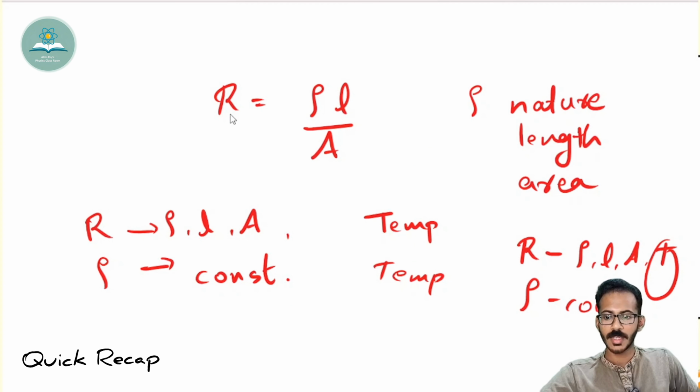Now coming to resistance. Resistance R is equal to rho L by A. Here rho is the nature of the material, L is the length of the material, A is area of the material. Remember that resistance will keep on changing, but resistivity is a constant value which will not change. But both of them will change with temperature. Usually there will be questions related to resistance and resistivity.